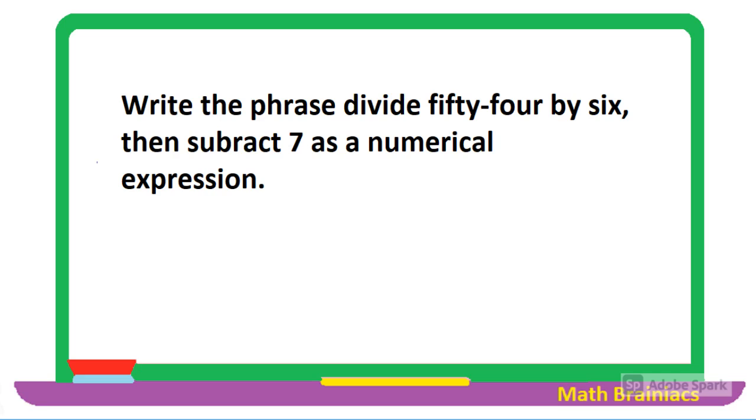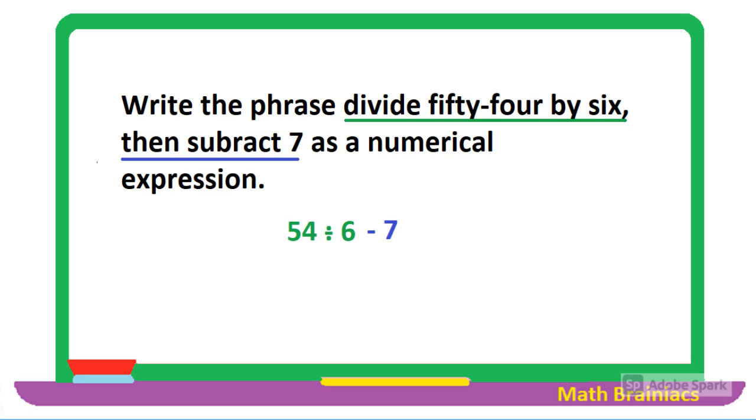Write the phrase, divide 54 by 6, then subtract 7 as a numerical expression. You can see that I placed a green underline on the first condition, divide 54 by 6. On that account, the numerical expression is 54 divided by 6. I place a blue underline on the second condition, that is, subtract 7. Consequently, I placed minus 7 on the numerical expression.